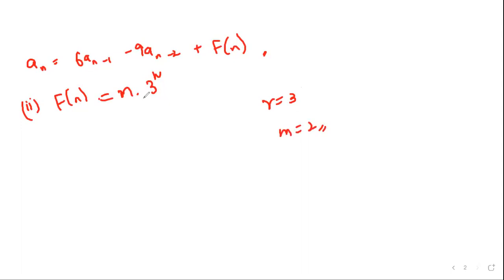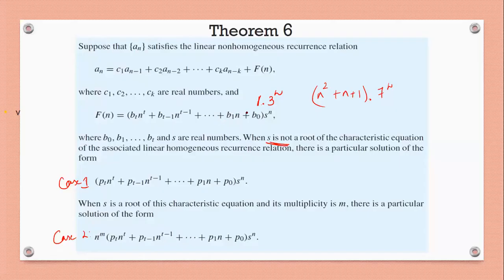Now f(n) = n times 3^n. What is n times 3^n? If we want to compare it with our formula, it will be this way: b1n times 3^n. So what did I say? If you have the n term, then we have to take two constants in our solution.